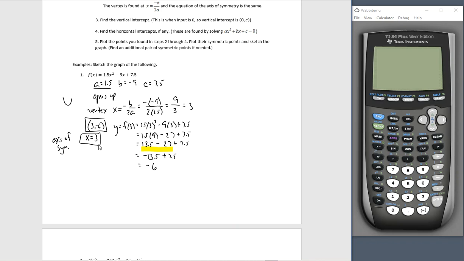We have x equals 3 as our axis of symmetry. Our vertical intercept is the point (0, c). So I'm going to write that (0, c), which is (0, 7.5). And x-intercepts.